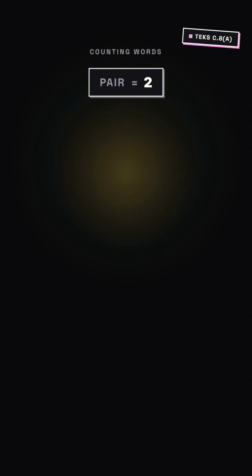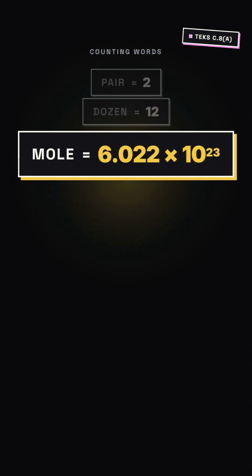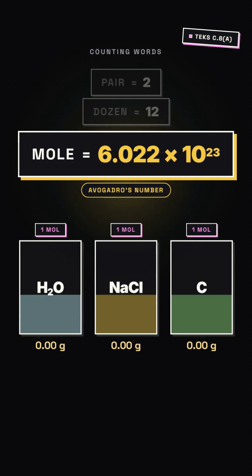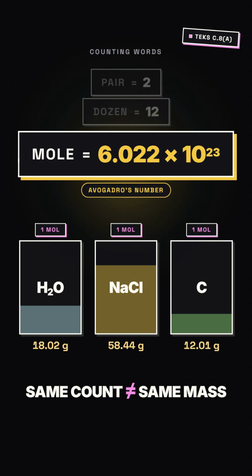A mole is a counting word exactly like a dozen. A dozen is 12 of anything. A mole is 6.022 times 10 to the 23rd of anything. Atoms, molecules, ions. 1 mole of water and 1 mole of salt hold the very same number of particles. They just don't weigh the same.